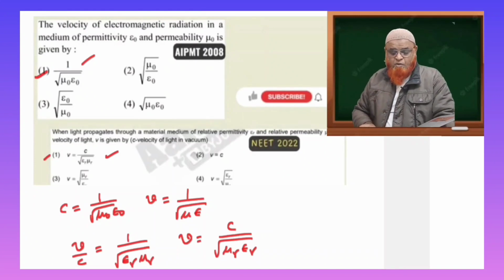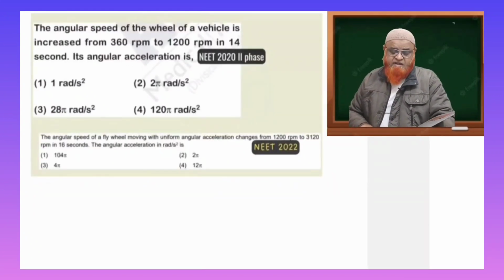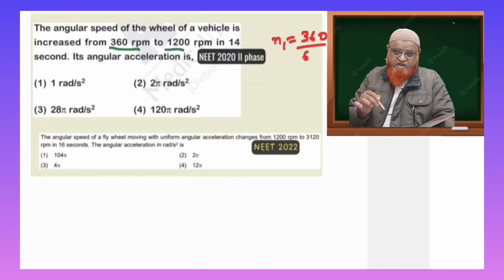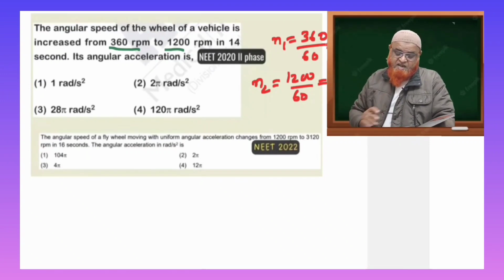Now let us go for the next problem, which was repeatedly asked in 2022 and 2020. 360 rotations per minute, this is called frequency. You have to convert rotations per minute into rotations per second. So n1 is 360 divided by 60, which is in minutes, will give you seconds. So that is 6. Next, n2 is 1200 divided by 60. So we'll be getting 20, which is frequency, taken in hertz.